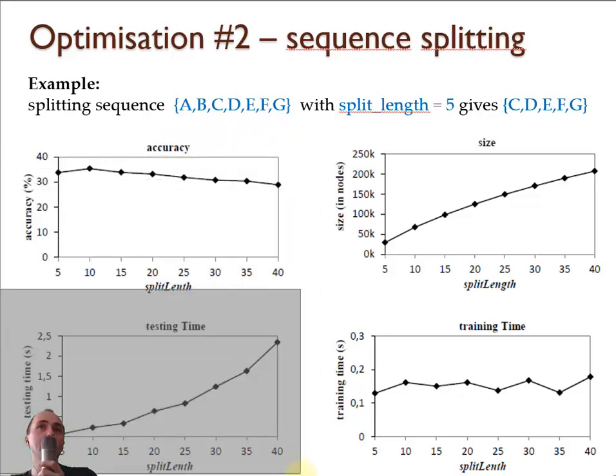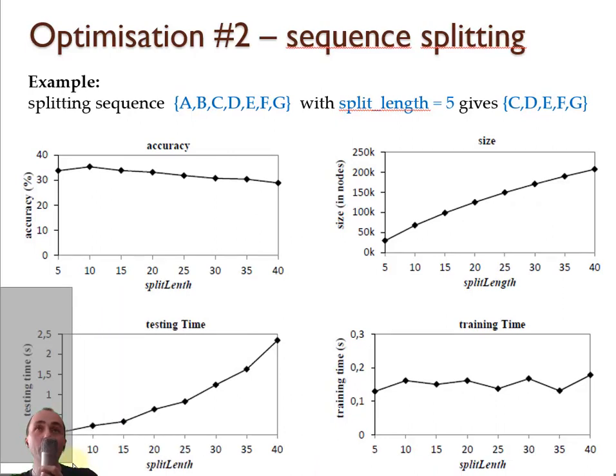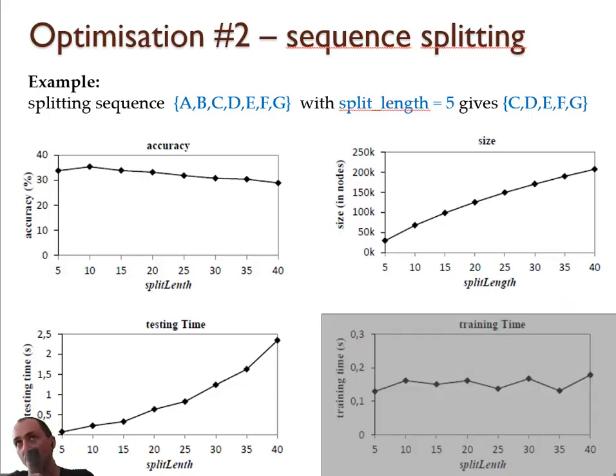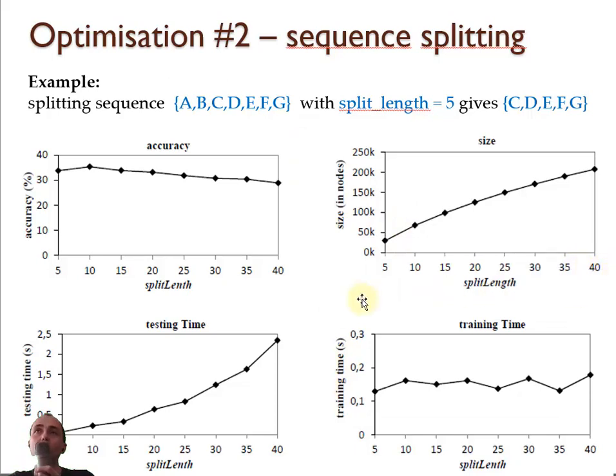But the testing time will change. If we split at 5, it will be much faster to do the prediction because the model will be smaller. The training time will be about the same, and the size of the model can decrease a lot. If we split at 5, we have a model with about 40,000 nodes. But if we split at 40, the model is maybe 4 times bigger, and so on. So this is an optimization, sequence splitting, that we use to have a smaller model without losing much accuracy. This is the idea.